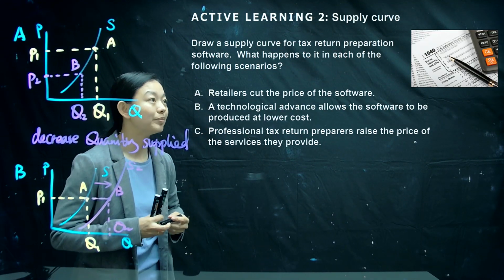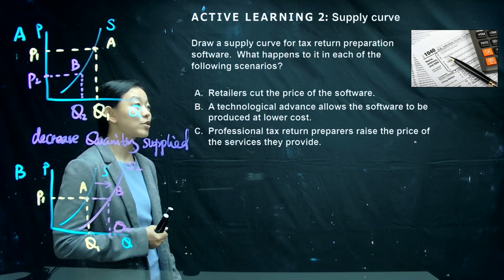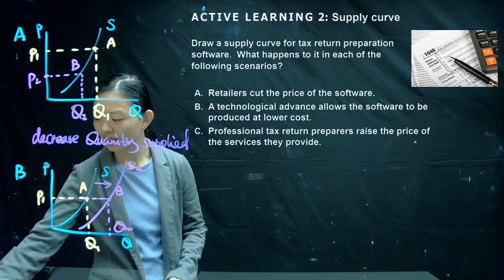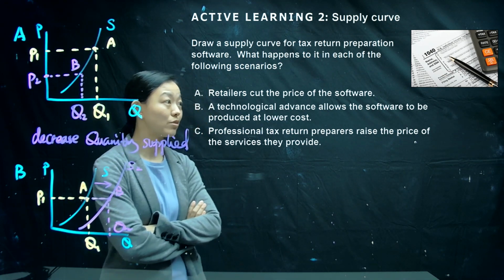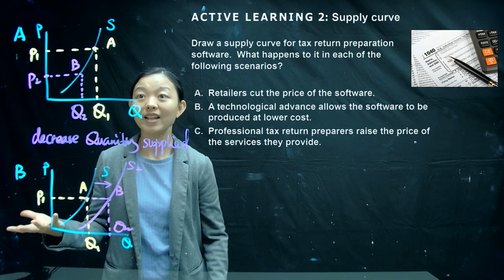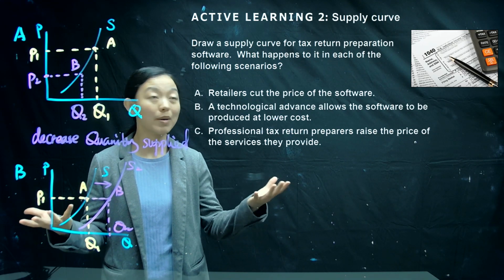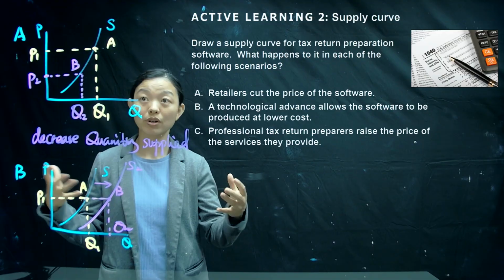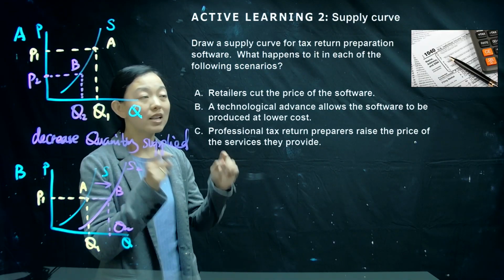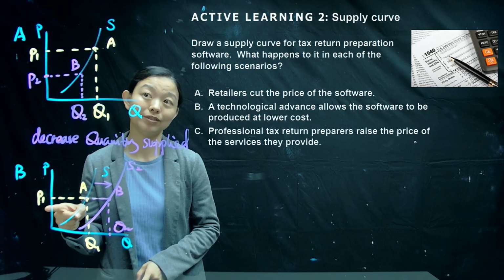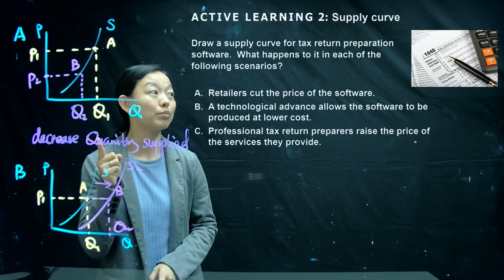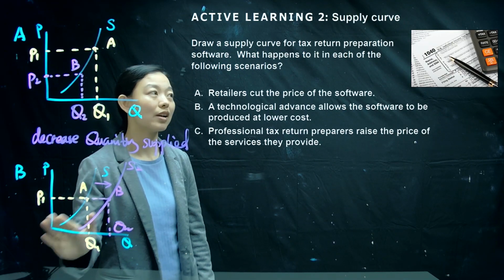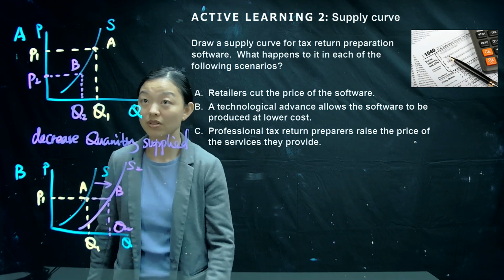Now let's look at the last one. Professional tax return preppers increase the price of the services they offer. First, can you tell me what the relationship is between tax return software and tax return preppers? They are competitors, right? We can treat them as substitutes. So this would affect the demand curve of tax return preparation software, not the supply curve. So in scenario C, nothing changes in the supply curve of this tax return preparation software.